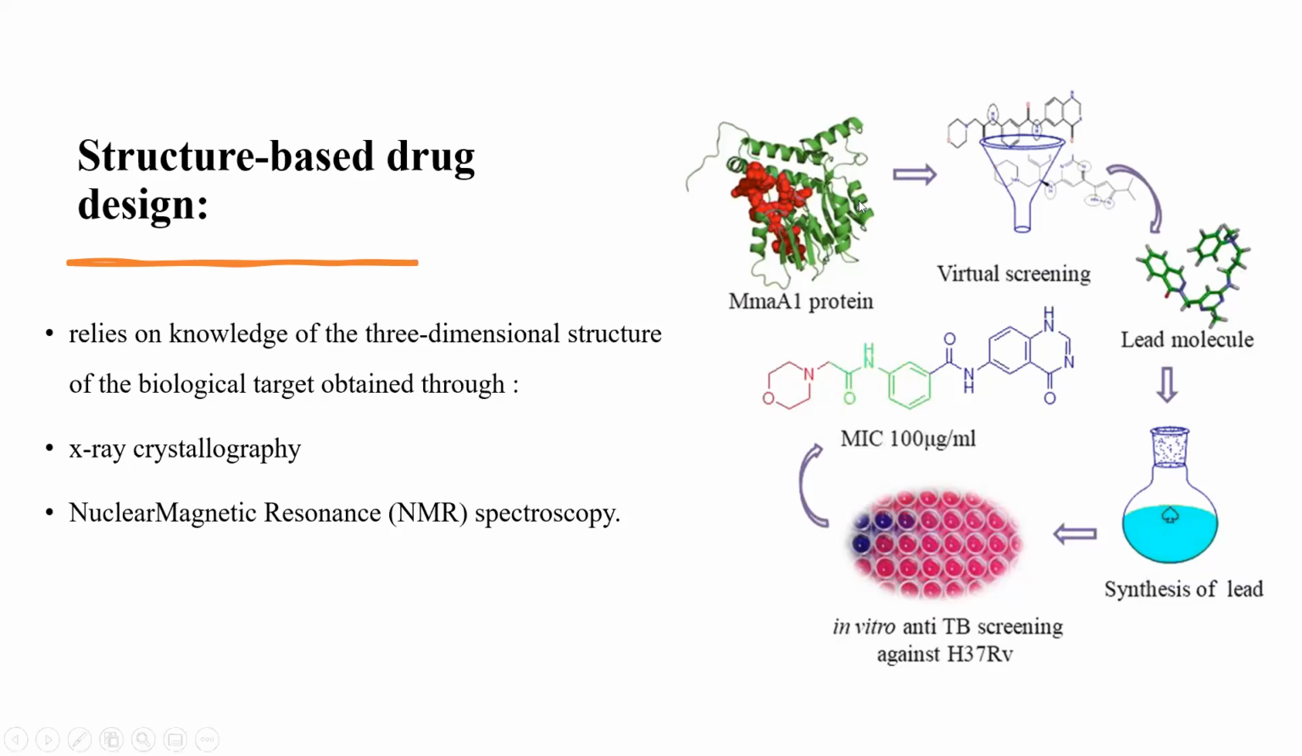If you look at this diagram, let's assume this is a spike protein. This is an MMAA1 protein. Virtual screening, you'll be able to identify. Your software will tell you, okay, this lead compound is likely to stop this enzyme from functioning. Because the moment you stop this enzyme from functioning, you can cure the disease, like COVID.